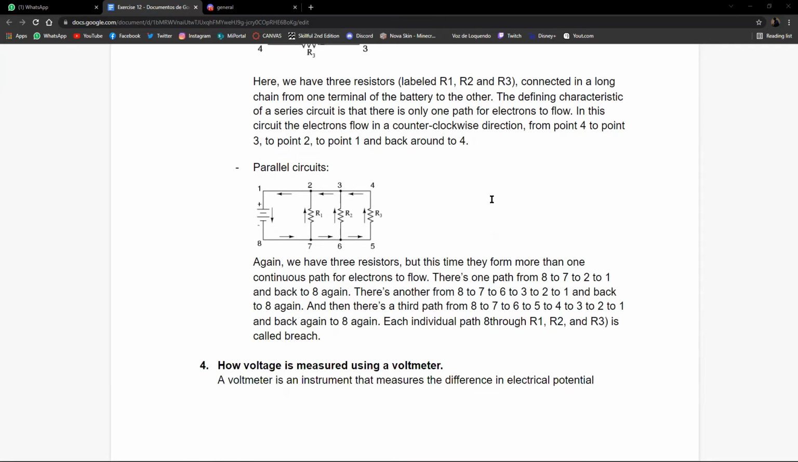Then parallel circuits. Again, we have three resistors, but this time they form more than one continuous path for electrons to flow. There is one path from point 8 to 7 to 2 to 1 and back again to 8. There is another from 8 to 7 to 6 to 3 to 2 to 1 and back again to 8. Then there is a third path from 8 to 7 to 6 to 5 to 4 to 3 to 2 to 1 and back again to 8. Each individual path through R1, R2, and R3 is called a branch.